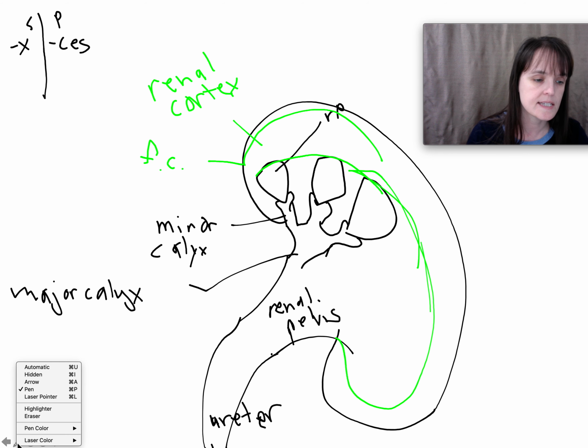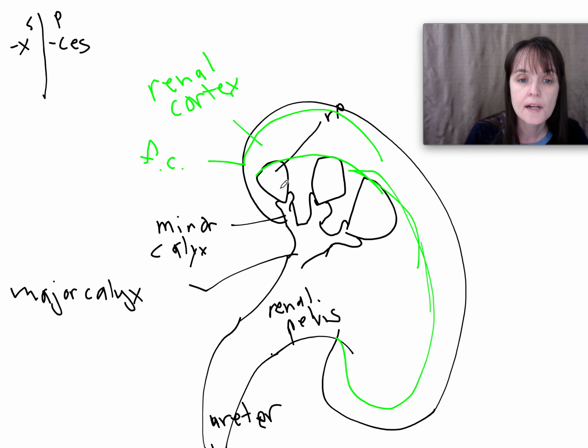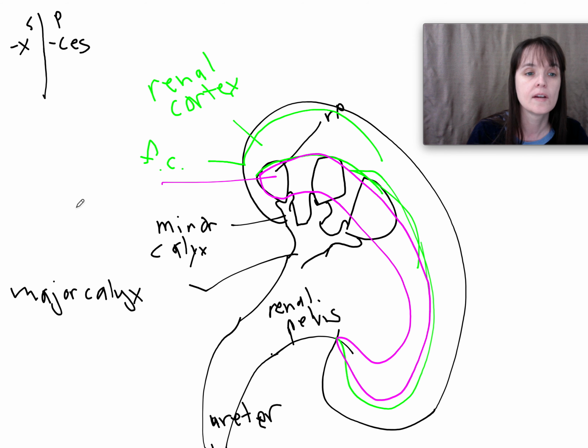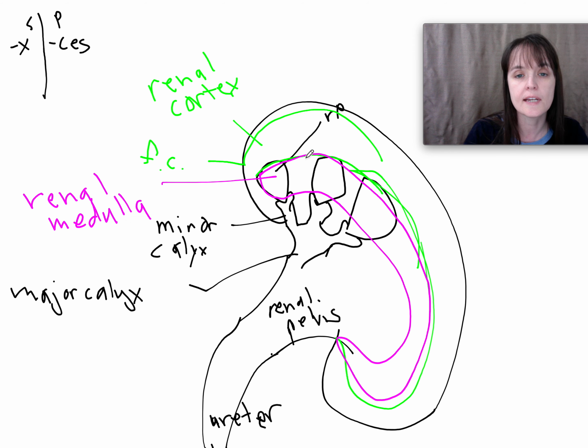And then inside, oh, magenta, that's going to do it. The inner layer is the renal medulla. Now, as you can see, the renal pyramids are part of the renal medulla.